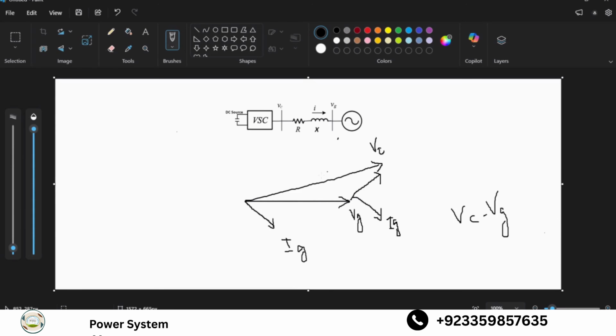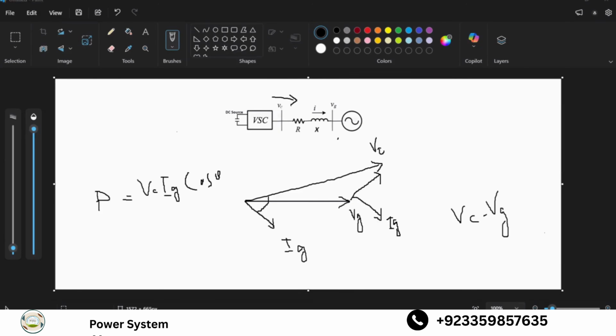Now if you look at it, the power dispatched by this into the grid is VC IG cos of the angle between them. And what is the cos of the angle between them? So this is the cos of the angle between them. And if you look at it, by changing the magnitude and the phase of this VC, I can change the power transfer to this grid. And similar is the case for reactive power.